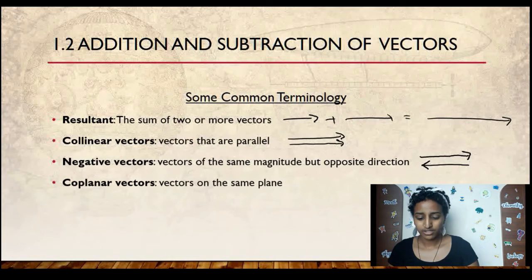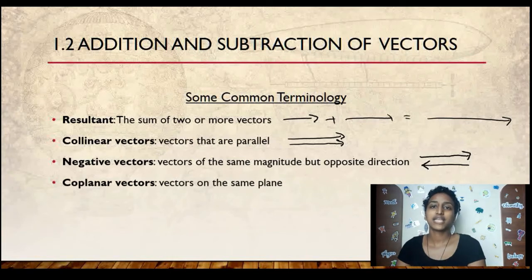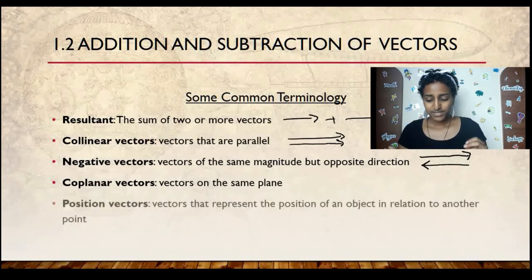Next we have coplanar vectors. Now coplanar simply means on the same plane. These are the only types of vectors we're going to be focusing on this grade unit, because non-coplanar vectors mean vectors in 3 dimensions, and we don't really have to consider that. Next we have position vectors.